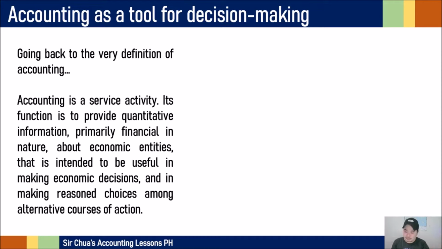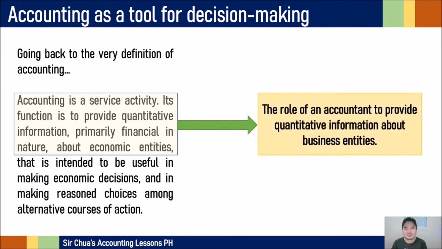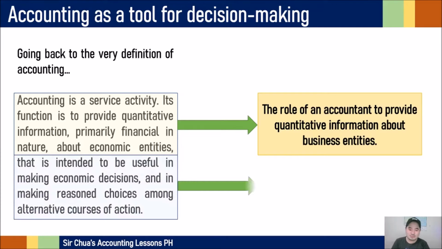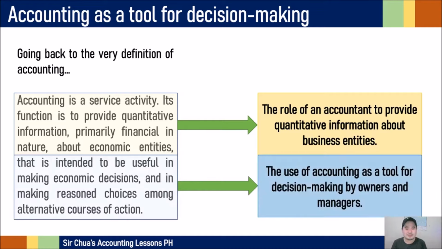The first part of the definition of accounting is talking about providing quantitative information that is financial in nature about economic entities. If you will be looking on that definition of accounting, it relates to the role of an accountant providing quantitative information about businesses, di ba? Now, if you will be looking on the second part of the definition, okay, so that relates naman sa ating paggamit po ng accounting information as a tool for decision making by the owners and managers of the entity.